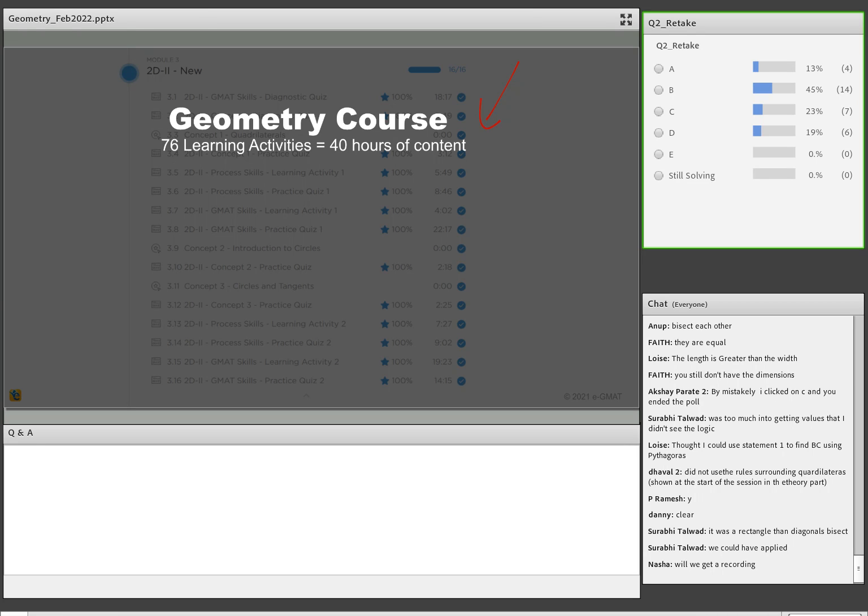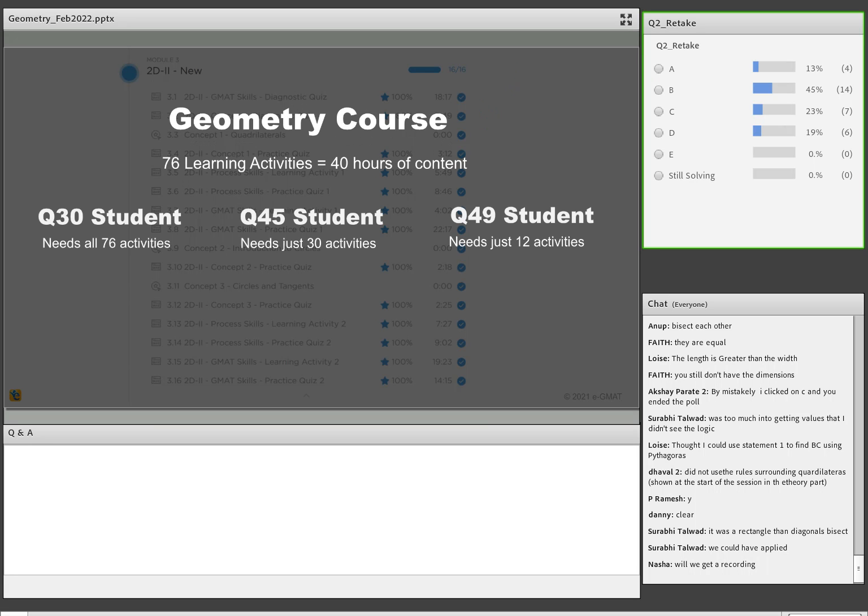I'm going to take just one example, the example of geometry, to clarify this concept. Geometry in total has 76 learning activities. That's the number of files that you have. 40 hours of content. But who needs to do what varies based on who you are right now. Somebody who's already very, very strong, Q49, Q50 types, needs to go through just 12 of those activities. The time investment is also very, very different from somebody who's at a Q30. This guy has to go through all the concepts.